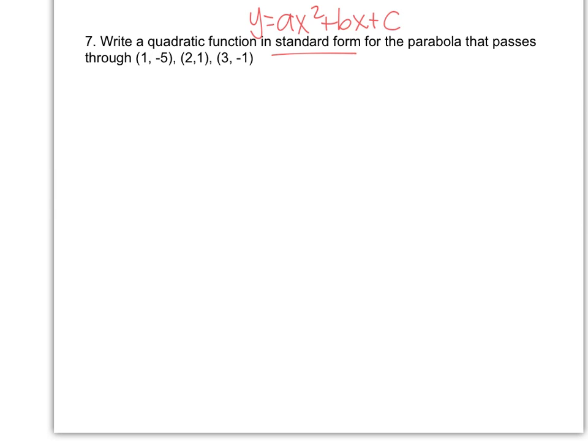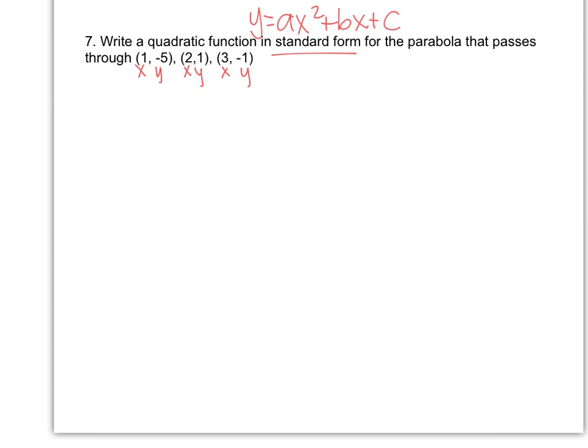Okay, so we are given 3 points. Each point has an x and a y value. So in order to put it in standard form, you're going to need to find what a, b, and c equal. In order to do that, you're going to plug each point into your standard form. So this is x and this is y. So you're going to come up with 3 different equations.